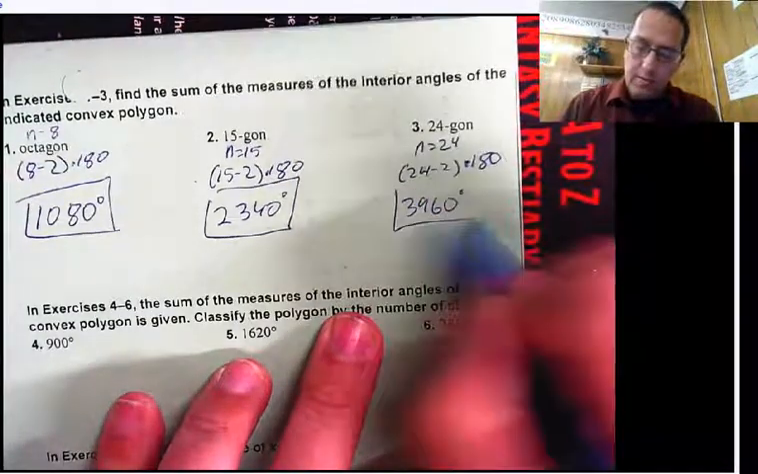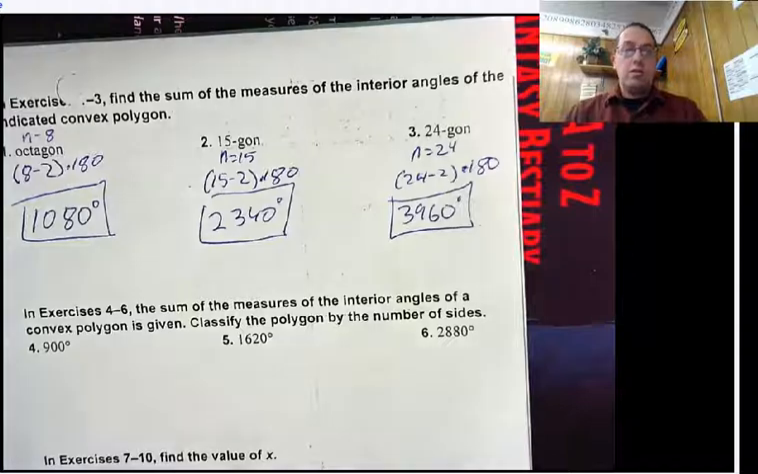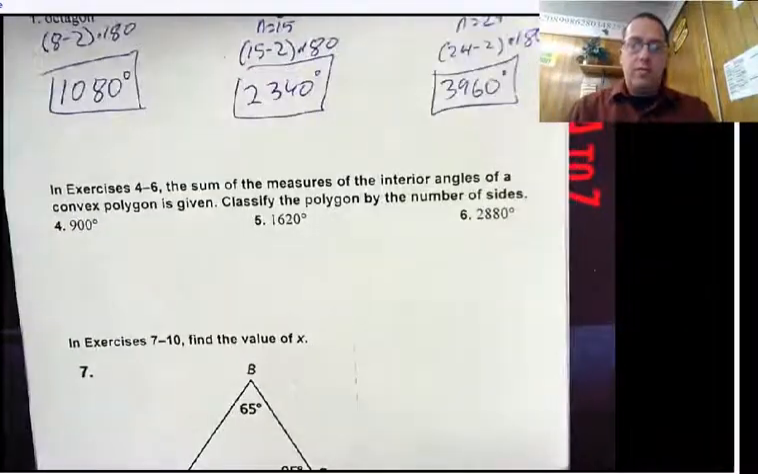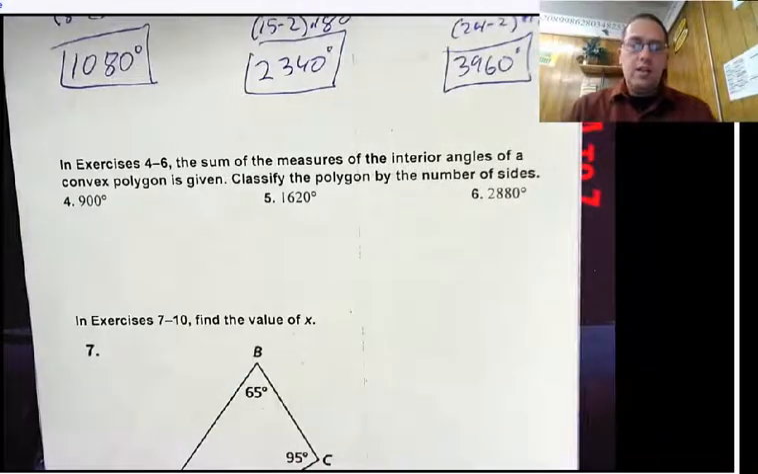3,960 degrees. There it is. So that was easy. Let's take a look at number 4 through 6. This time the sum of the measures of the interior angles of a polygon is given. It is convex, so that's good. Classify the polygon by the number of sides.